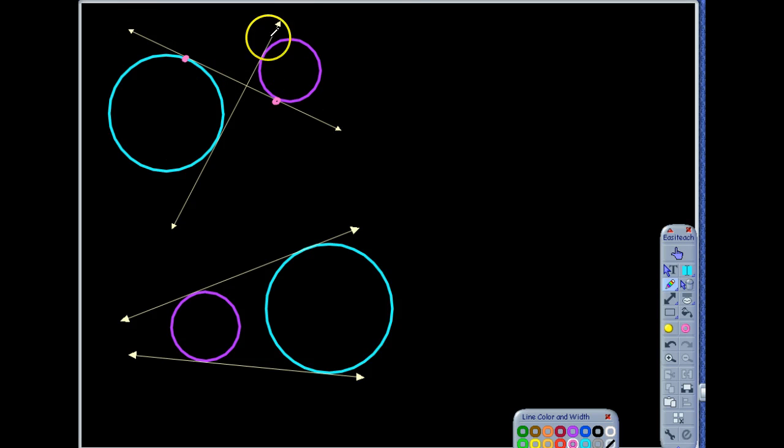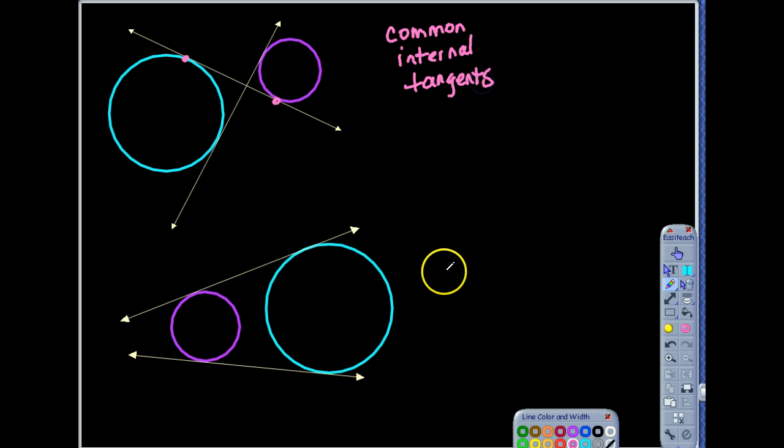So what would these two be? Those are both internal tangents because they're going in between those two circles. I'm going to put just common internal. I want to make sure that we know that these are common tangents as well. All right, now what about this one? Those are common external tangents.